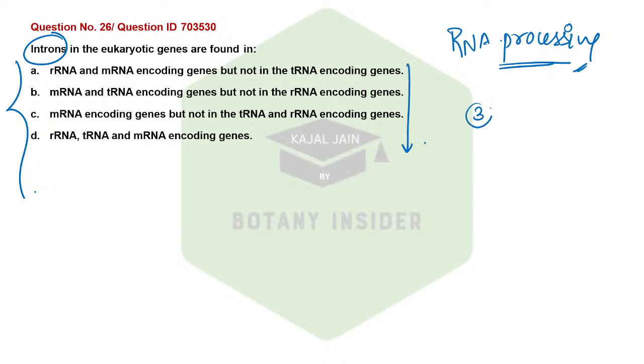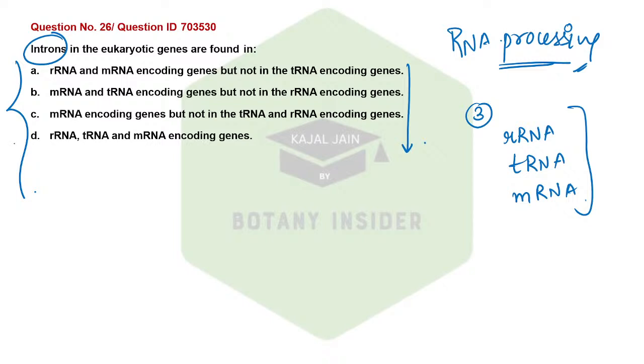We have 3 major types of RNAs: rRNA, tRNA, and mRNA, right? They are asking in which of them the introns, which are the non-coding segments, are present. You need to find out the correct answer for this one. Very, very easy question. Very good. D is the correct answer for this particular question.